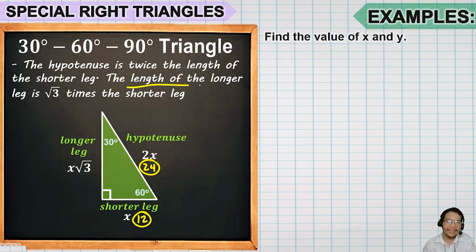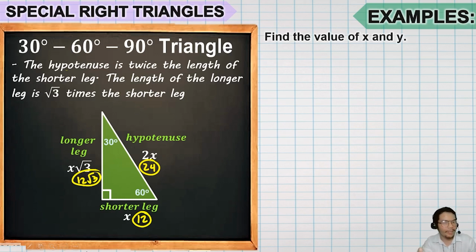So, how about the longer leg? Sabi dito, the length of the longer leg is square root of 3 times the shorter leg. So, in this case, times mo lang daw ng square root of 3 yung shorter leg kung gusto mong kuhain yung sukat ng longer leg. Kaya nga dito, if the shorter leg is x, you can get that longer leg. You just need to multiply square root of 3 and we'll get x square root of 3. So, for example, kung ang sukat ng shorter leg mo ay 12, your longer leg will be equal to 12 square root of 3.